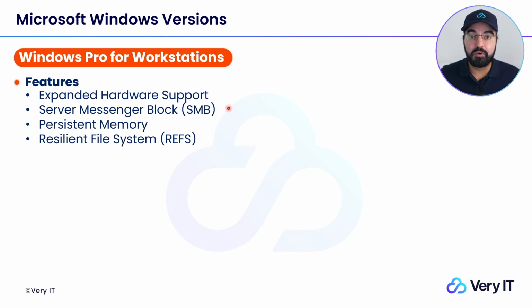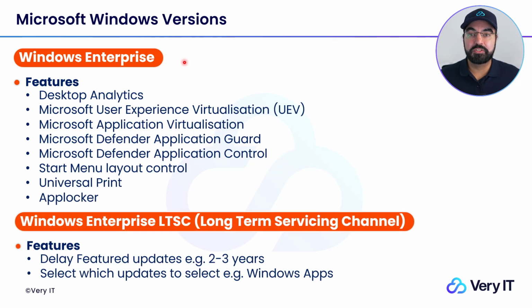The Server Message Block is to access high intensive files across the network more rapidly. That's known as SMB. You have persistent memory, which is data that's stored across a temporary memory in the event of an unattended shutdown. And lastly, the Resilient File System, ReFS, is where you have redundancy in the event of a hardware disk failure. Windows Enterprise also has its features.